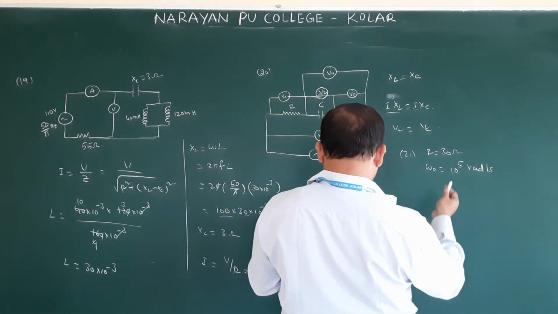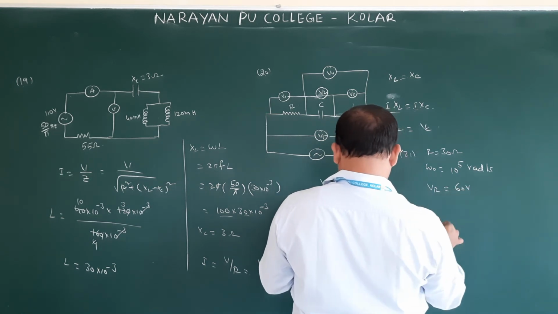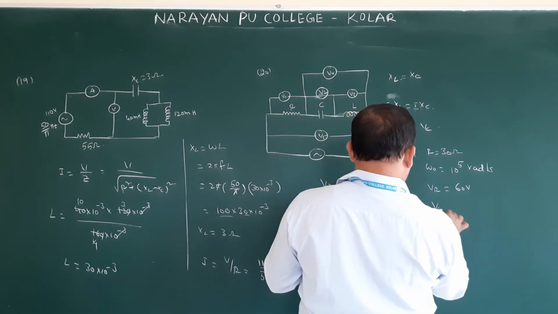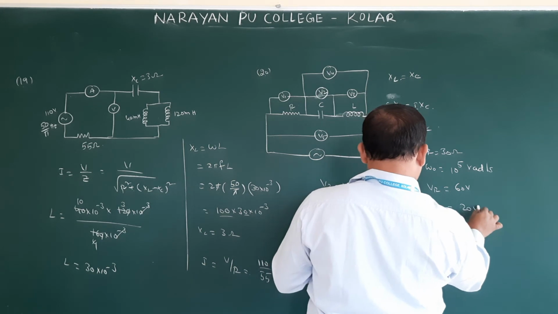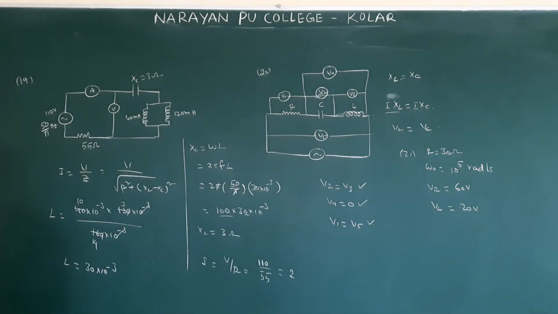Next, the potential difference across resistance, VR is equal to 60 volts, and across inductance, VL is equal to 20 volts respectively. Then one by one they ask. In the first one they gave the value of L and the value of C, and the capacitive reactance they asked.